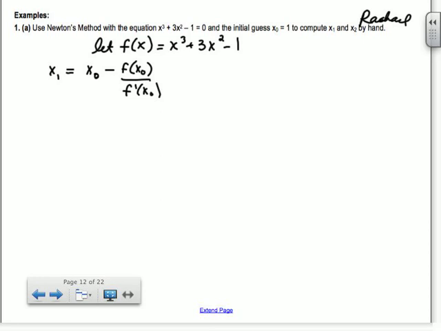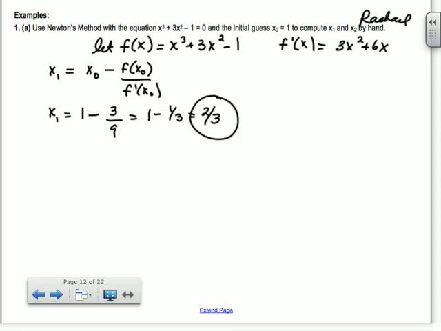So we have f of x, we need f prime. So f prime of x is 3x squared plus 6x. So x1 is going to be x0, which is 1, minus, what's f of 1? 3, right? You plug in 1 everywhere. What's f prime of 1? 9. So I have 1 minus 1/3. I get 2/3. That's x1. We found that. Easy enough.